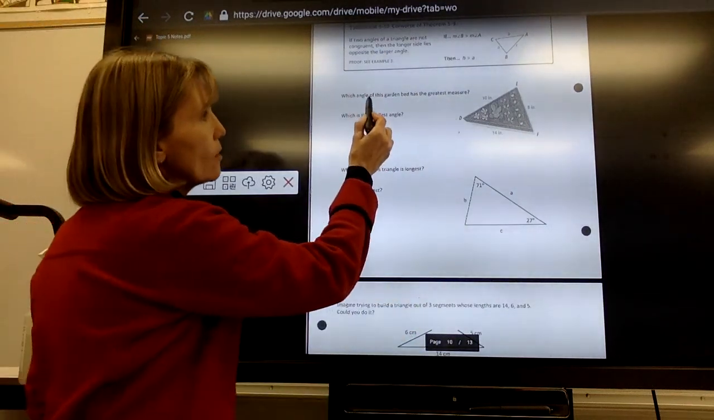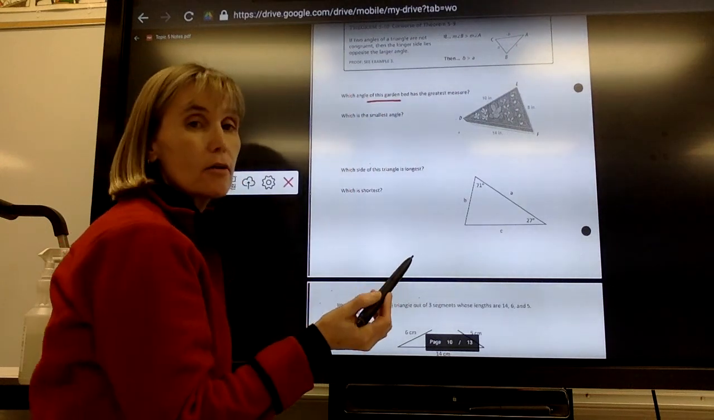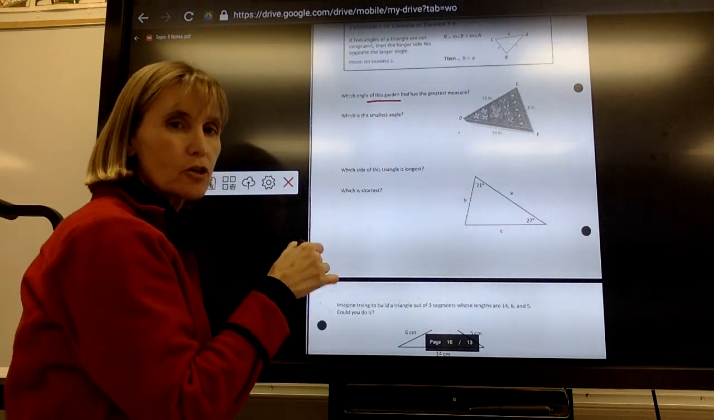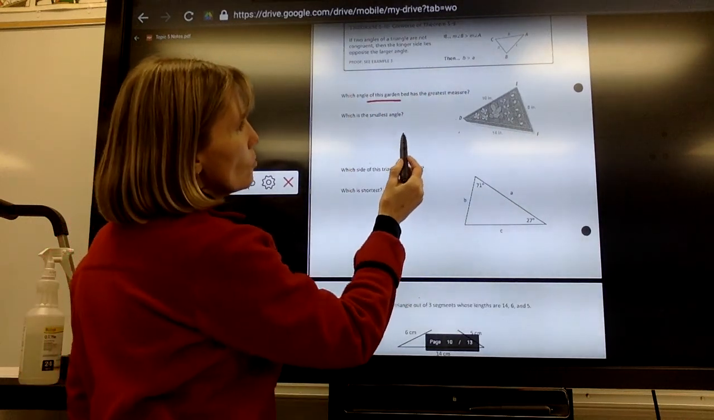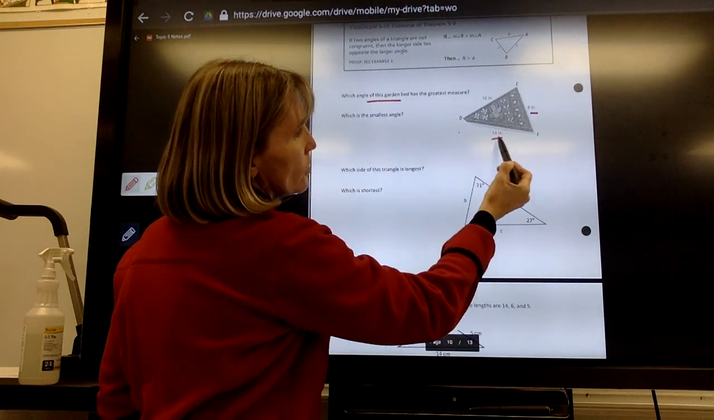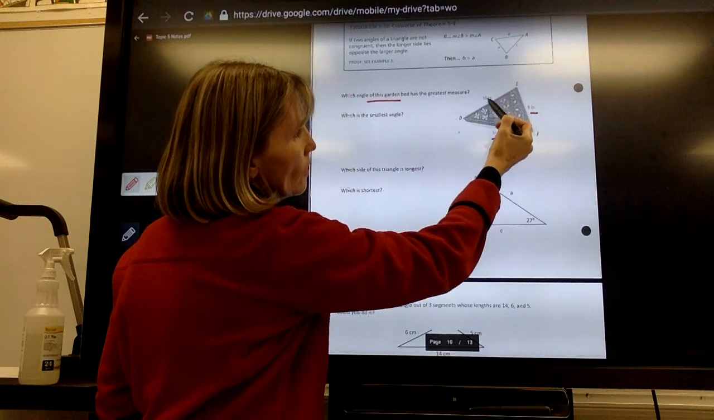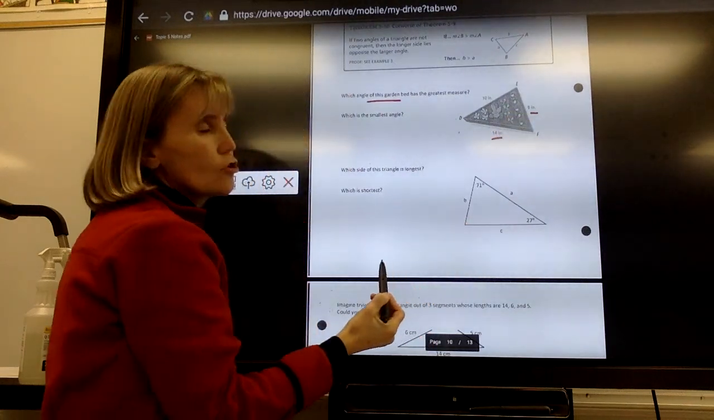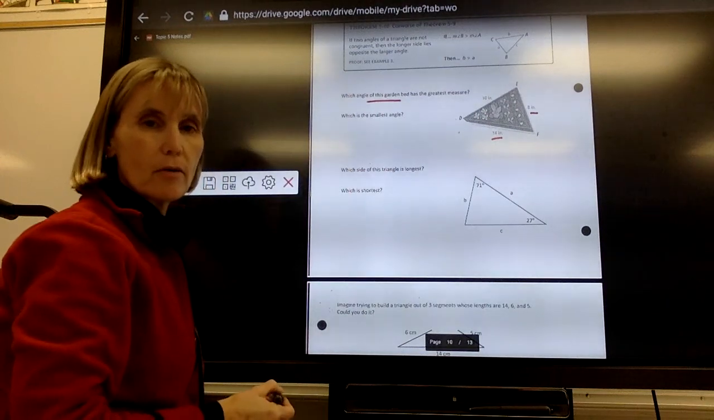It says which angle of this garden bed has the greatest measure. We're not going to be able to tell what the angle measure is, but we're going to be able to tell which one's bigger. So which is the greatest angle? I look at the side lengths. You got 14 inches here from D to F, you got 8 inches from F to E, and you get 10 inches from D to E. So which angle, D, E, or F, is the bigger angle?